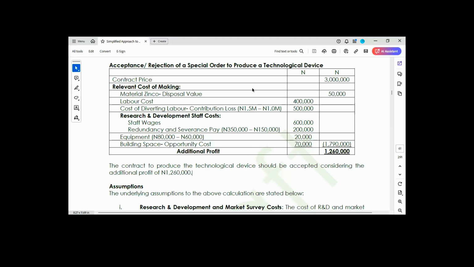All right, so that's the end of the question. Let me know if you have any question before we move on. This is the end of short-term decisions. So we are moving to optimal product mix. We are going to spend the remaining minutes on that. So let me know if you have any question before I switch.